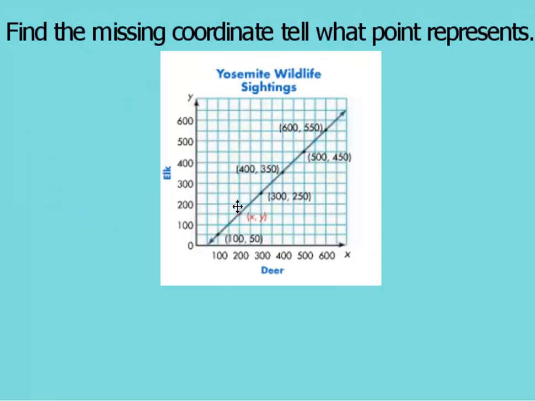Now with the next one, also find the missing coordinate, tell what the point represents. The missing coordinate is here. We will find the coordinate of this one here. How can I find the length first? Look here. I move 2 steps to become 100. Then another 2 steps to become 200 and so on. First I will move 2 steps, now 100. Then second 2 steps, yes, 200. Now the first coordinate is 200.